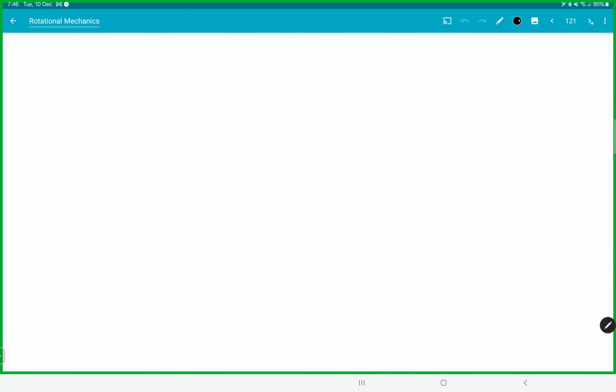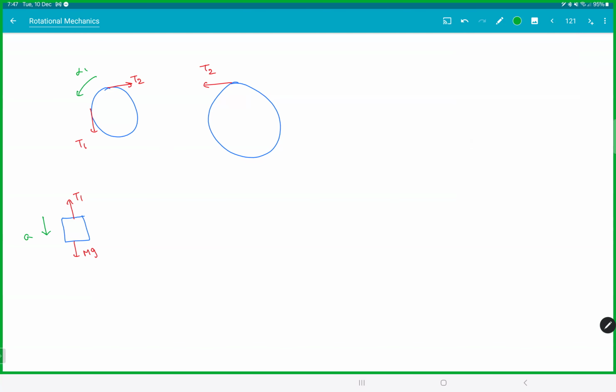Let's see your free body diagrams. So we have this pulley, we got this big pulley, and we got this block. So let this be tension T1, let this be mg. This tension is T1, this tension is T2, this tension is T2. I'm not taking the main strings, so we don't need them. Next thing, assign accelerations. Let this be a, let this be alpha 1, let this be alpha 2.